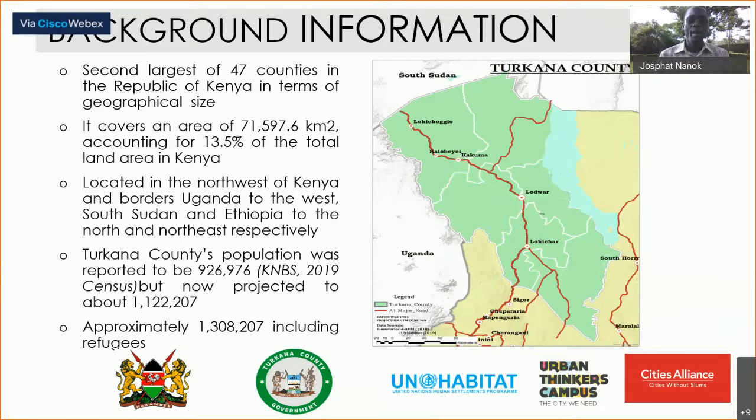jointly with various partners. Just briefly, Turkana is the second largest county in Kenya, representing 13.5% of the landmass, with a population of about 1.3 million, including 196,000 refugees. Move to the next slide.